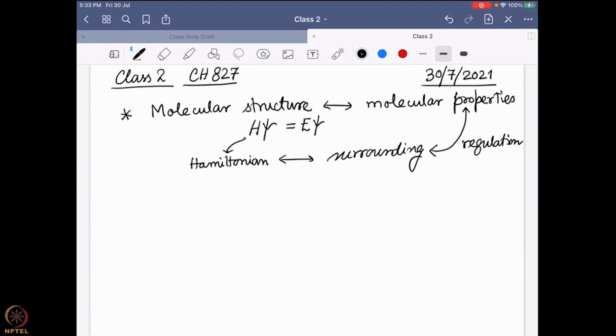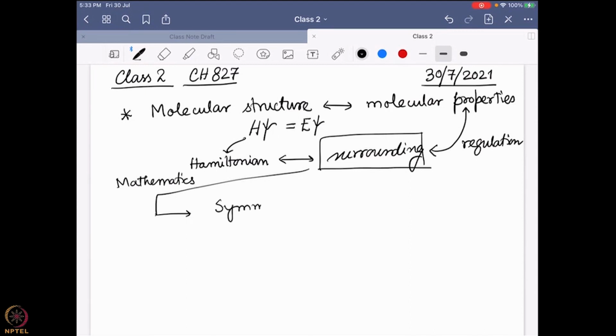So if we want to understand how this surrounding is playing a huge role, we have to define it or understand it properly. And we found that we can understand it with the help of mathematics, and we can use symmetry elements, because symmetry elements can define how we can project the electron in different orientations and how it relates with the other existing atoms and molecules.